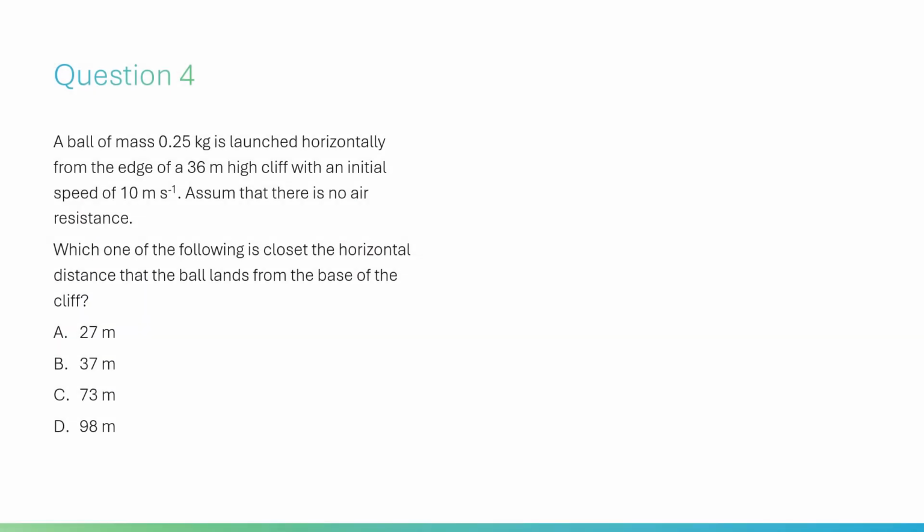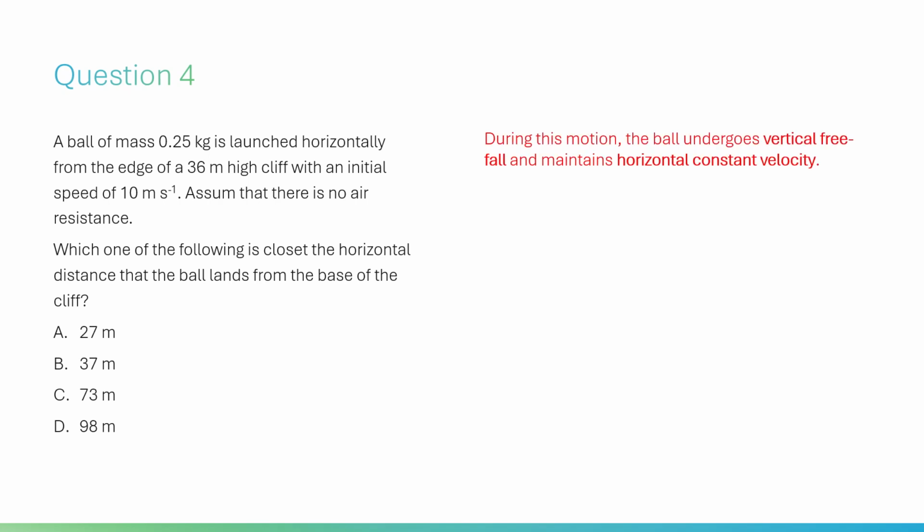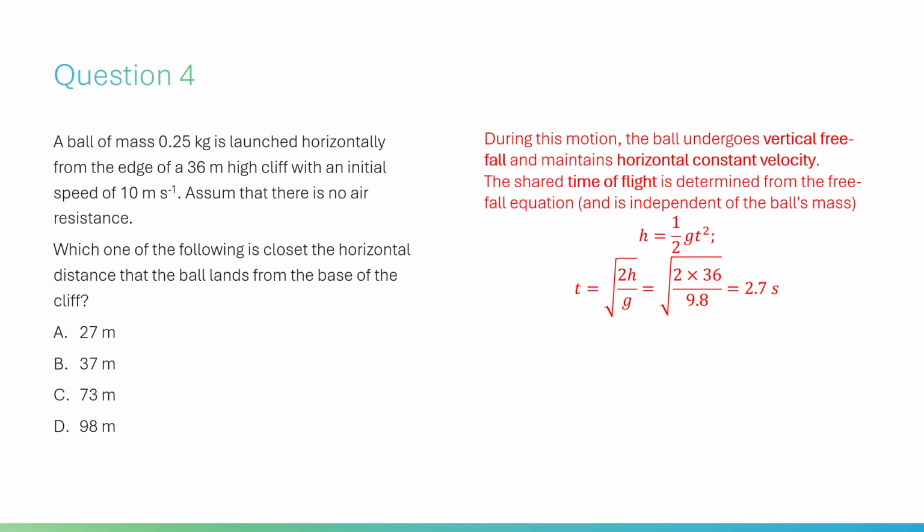During this motion, the ball undergoes vertical free fall and maintains horizontal constant velocity. The shared time of flight is determined from the free fall equation, and is independent of the ball's mass, and is subsequently used to calculate the total horizontal distance.